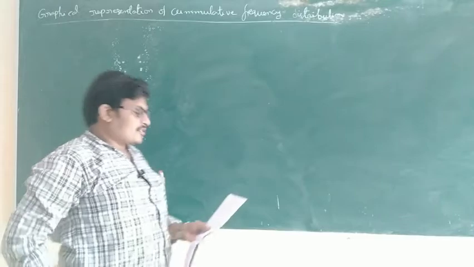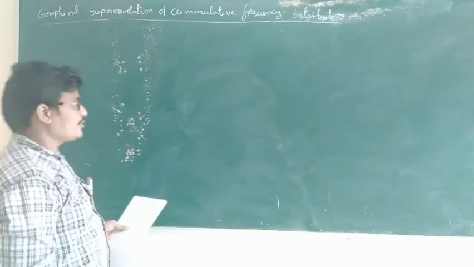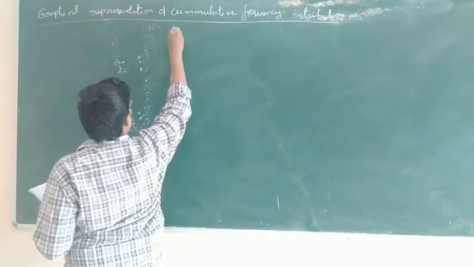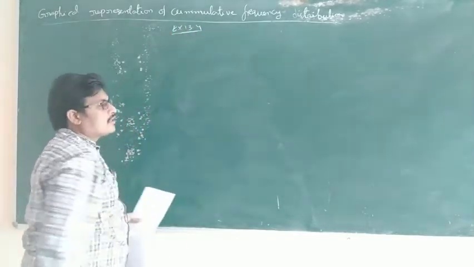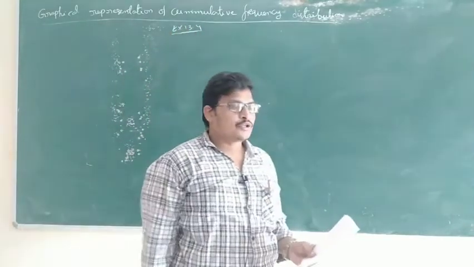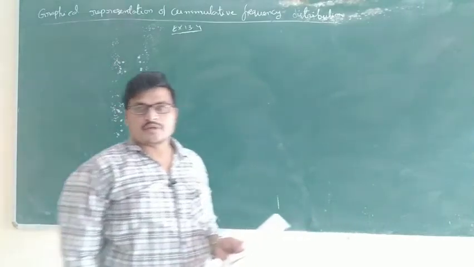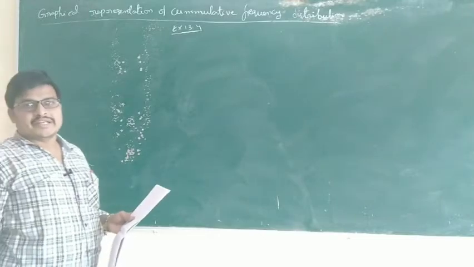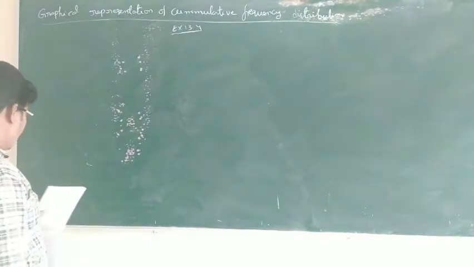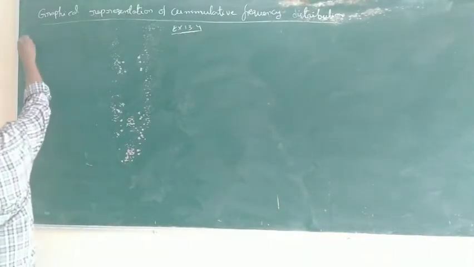Graphical representation of cumulative frequency distribution. So, exercise 13.4. In graphical representation of cumulative frequency distribution, there are three types: lower limit, upper limit, median. Three types. First, exercise 13.1, first problem.